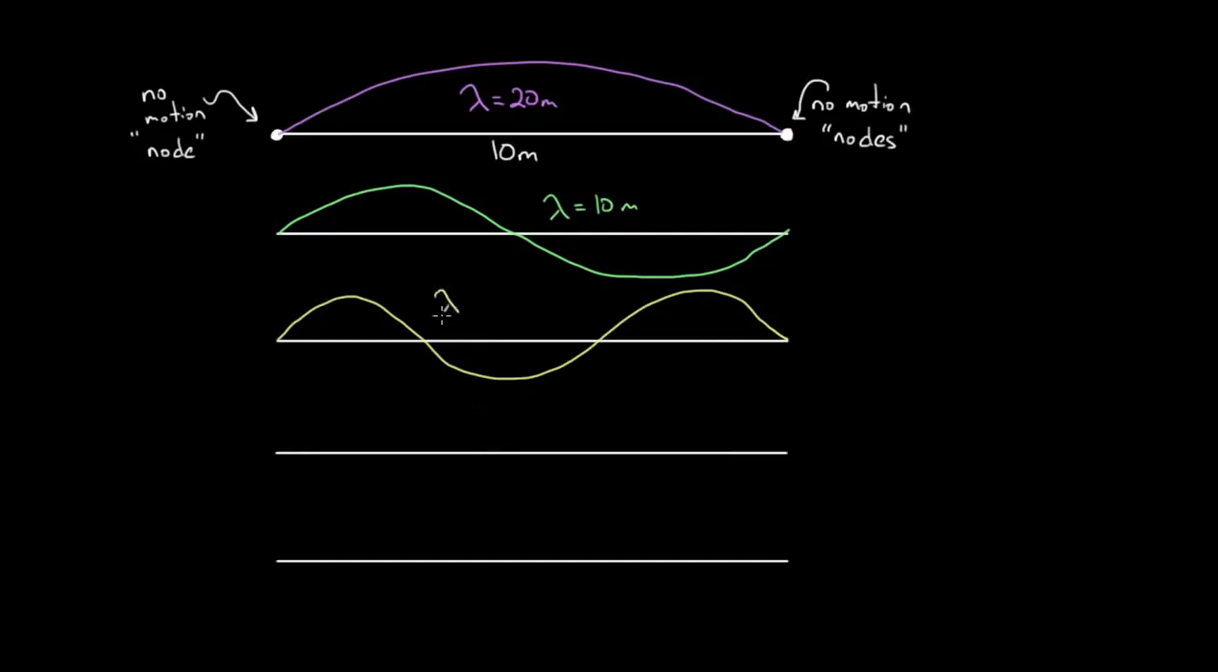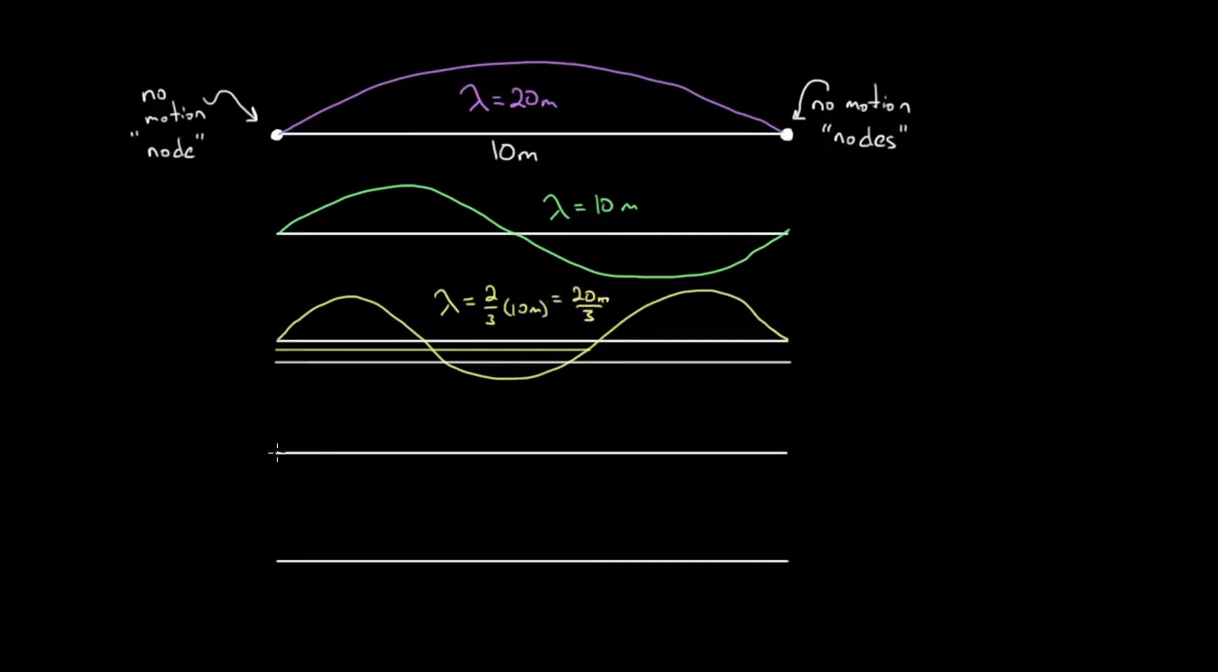So what is this wavelength? This one's a lot harder for people to figure out. So let's look at this. One wavelength is all the way to here. So this is a wavelength. But our string is this long. So what fraction of this length is this wavelength? Well, look, this wavelength is 2/3 of the entire length of the string. So that means we could just say that this wavelength is 2/3 of 10 meters, which we could write as 20 meters over 3.